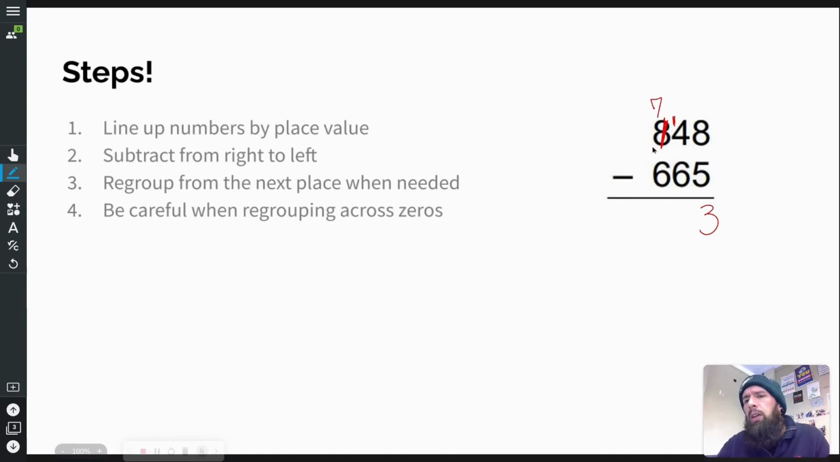So what I do is I borrow 1 from 8 and turn that 8 into a 7. Now I have 14 minus 6. 14 minus 6 is much more manageable. 14 minus 6 is 8. Then I go to the next one. 7 minus 6 is 1. And so at the end of all of this, 848 minus 665 is 183.